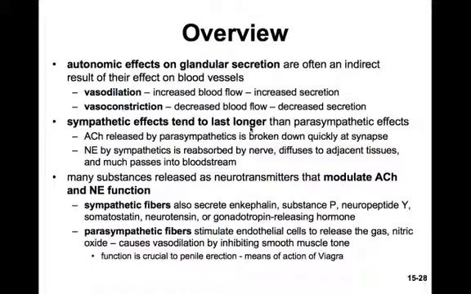The autonomic effects on glandular secretions are often an indirect result of their effect on blood vessels. Many of them begin as a filtrate of the blood, which is then modified by the gland cells, and they increase the blood flow through a gland, such as a salivary or sweat gland, which will increase the secretion, and reducing the blood flow will reduce the secretion. So vasodilation acts to increase blood flow, and vasoconstriction acts to decrease the blood flow.